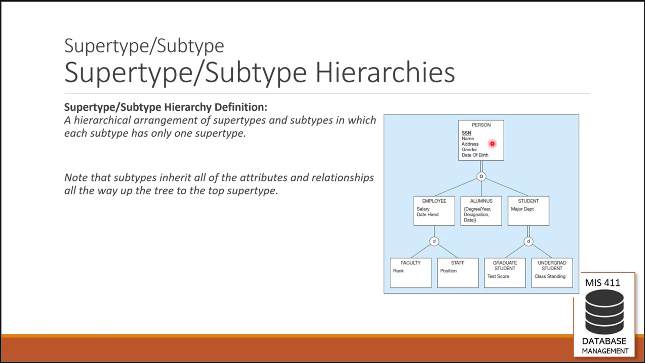So how would we read this? For instance, we're saying that this supertype and these subtypes have a total specialization rule. So every person would need to be an employee, an alumnus, or a student.